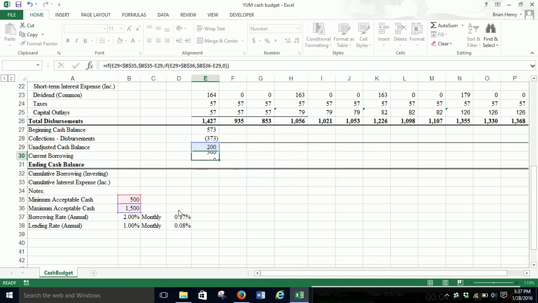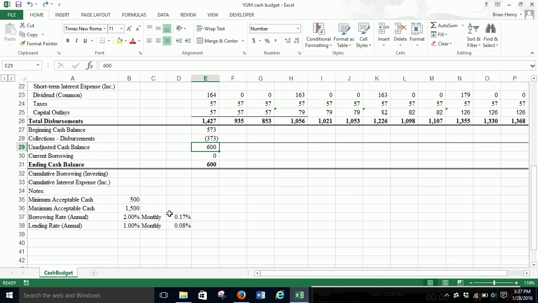Enter. Probably need another parenthesis there, so it got grumpy, but that's okay. And so then my ending cash balance just adds my borrowing plus my unadjusted cash. I get back to 500. Okay, and you can always test this, right? So if our unadjusted cash was 600, it shouldn't borrow any because we're between our minimum and maximum. If it's at 1600, we have 100 in excess cash, so it'll invest that, or negative borrowing, to get us back to our maximum.